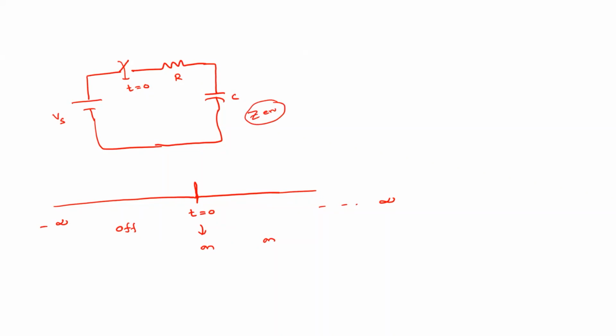At t equal to 0, what is the voltage across the capacitor? 20 volts. But one thing we studied is that the capacitor will not allow sudden change in the voltage, right? So if you draw a graph, and let's assume this is Vc, you have minus infinity here, 0 here, and plus infinity there. What will the graph be like?